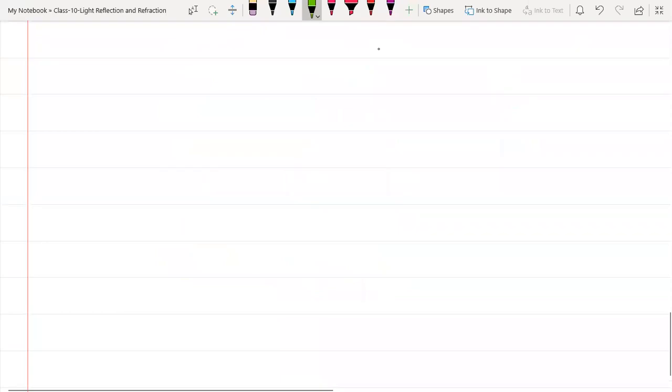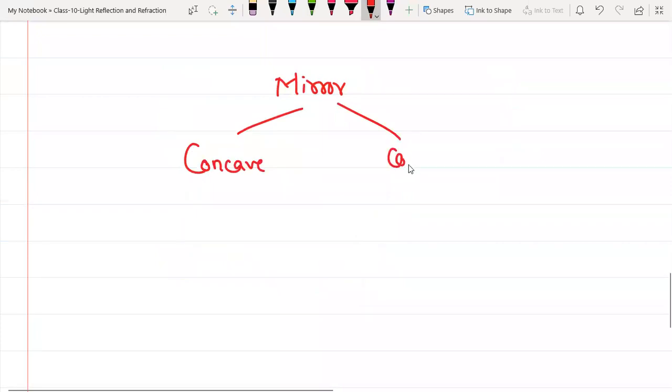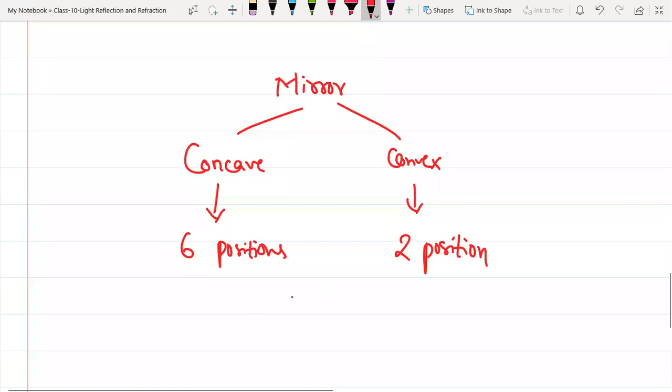Now we are talking about mirrors. There are two types of mirrors. First one, concave. Second one, convex. Coming to concave, how many positions do we have? We have 6 positions. And coming to convex, we have 2 positions. Now guys, you have to remember all 6 positions of concave and all 2 positions of convex.